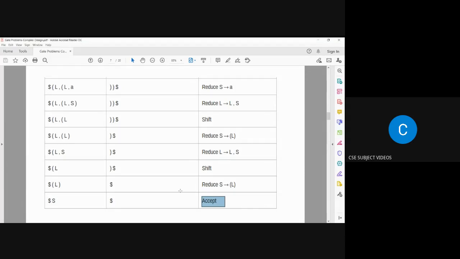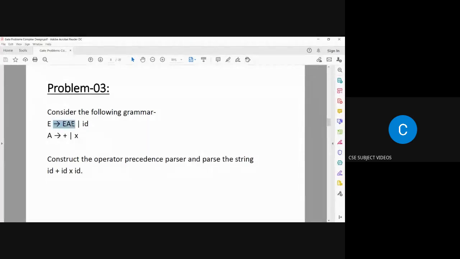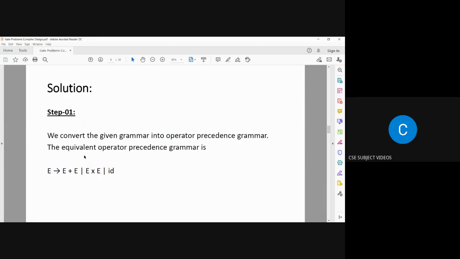Next, our next problem. Listen, our next problem: consider the following grammar. E tends to EAE / id. This is the first production, and then A tends to plus / multiplication symbol. Construct the operator precedence parser and parse the string id + id * id. So come to our solution.